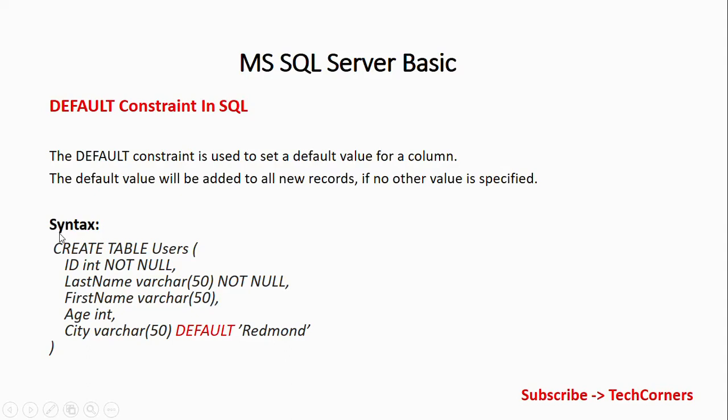Here is the syntax. So the create table and the table name, let's say the table name is user, and I have the column name ID. This is not null, and the last name, that is also not null. First name varchar 50, age, and the last one is the city, where I'm specifying the default constraint with the default value, let's say Redmond. Let's see how we can do it in SQL Server.